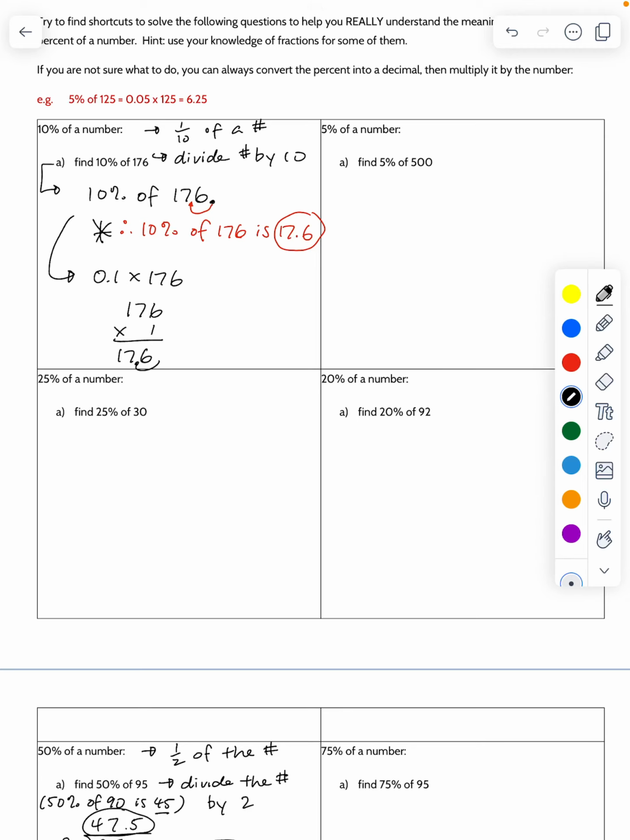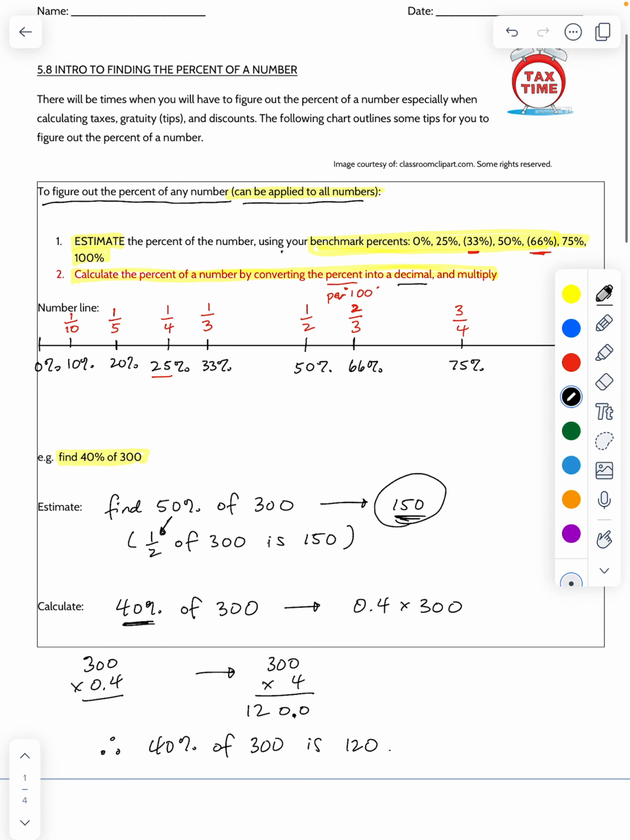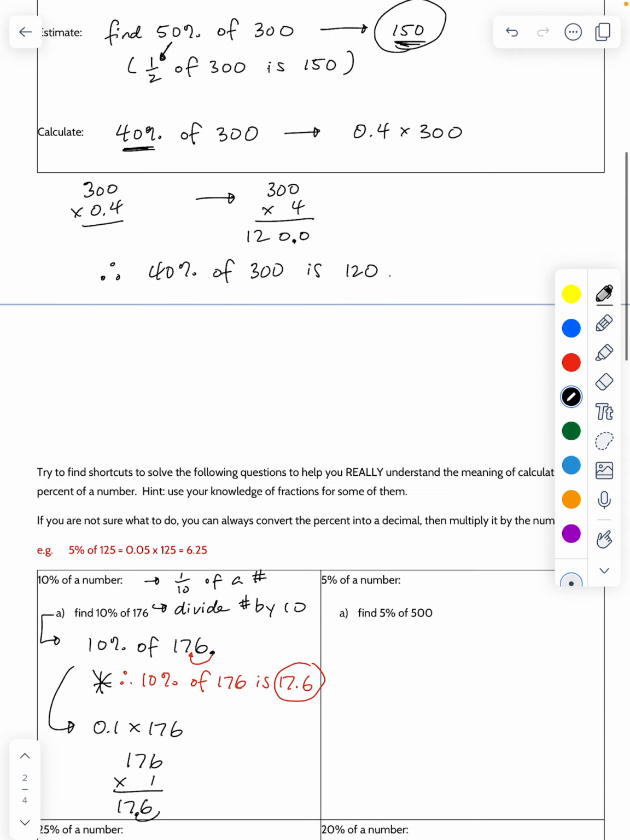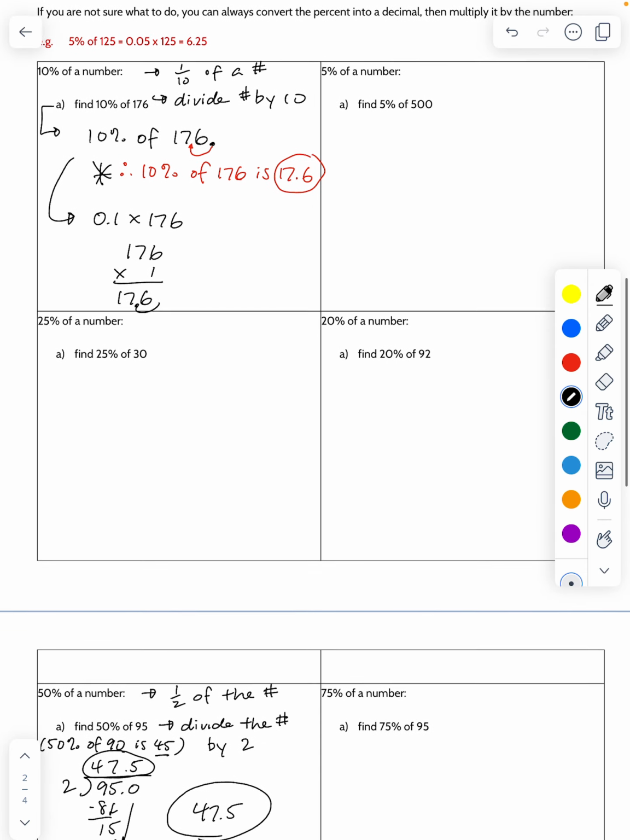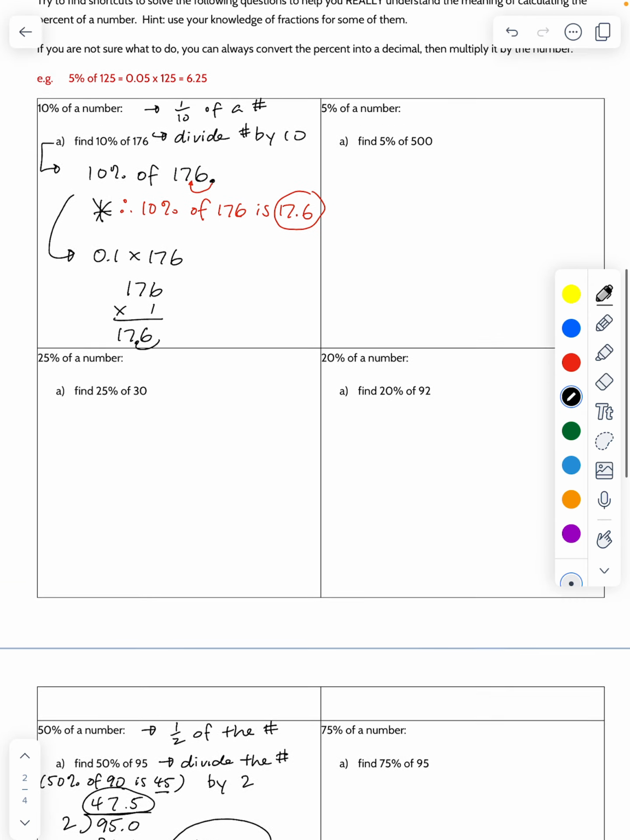Recording now, this is lesson 5.8, finding the percent of a number, part 2. Before watching the recording, please make sure that you have this 5.8 worksheet in front of you and that you've watched part 1 of this video that went over the benchmark percents as well as the estimate calculation. And in part 1, 10% of a number and 50% of a number were reviewed with you.